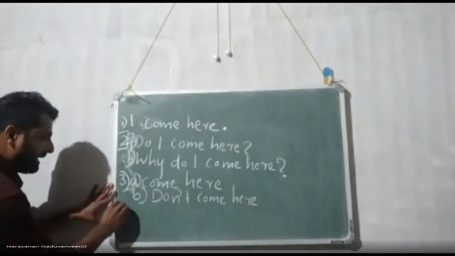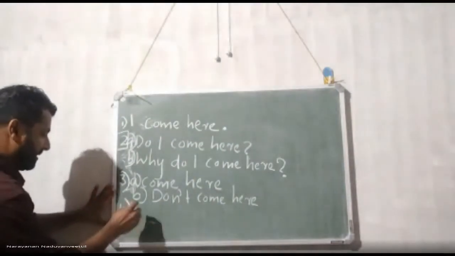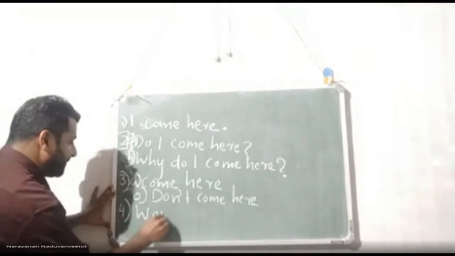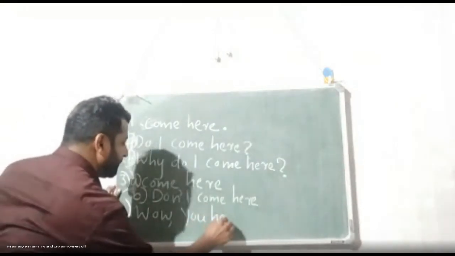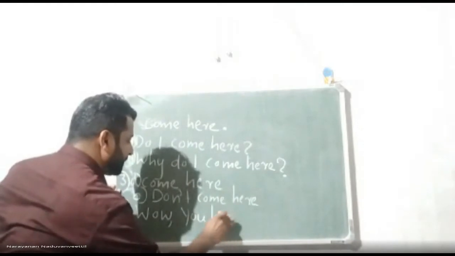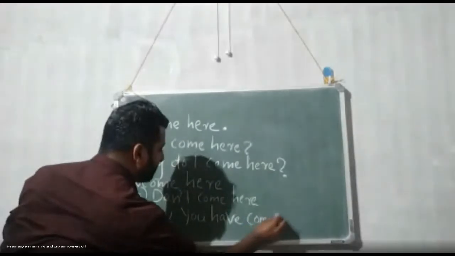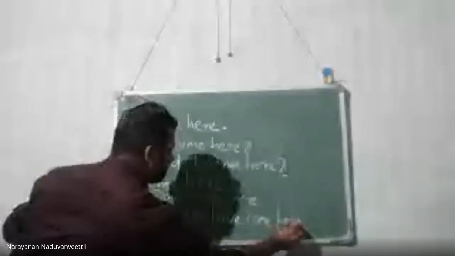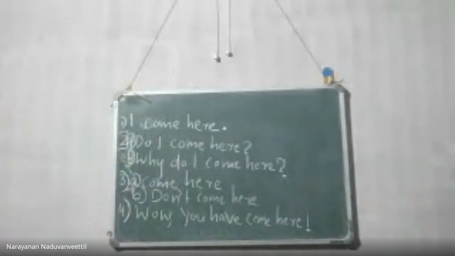Yes. And the fourth one has, wow, you have come here! Come here! Exclamation mark. End with the exclamation mark. These are the examples for our four kinds of sentence.